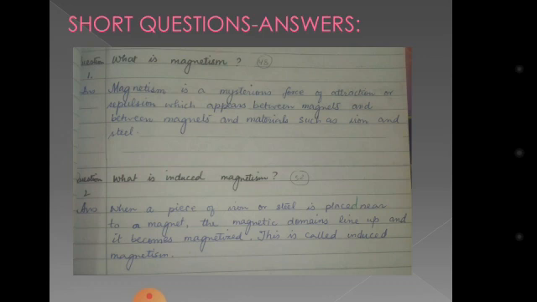Short question answers first. What is magnetism? Magnetism is a force of attraction or repulsion. Attraction means to attract something, and repulsion means to push the thing far away with a force. Okay, so it is a force of attraction or repulsion between a magnet and any material like iron or steel. If I put a magnet on iron, they will attract each other. That mechanism is called magnetism.